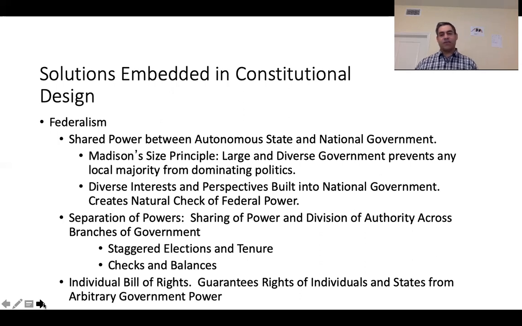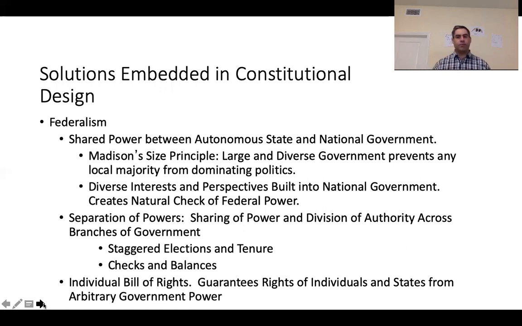But Madison has a very interesting argument about how this diffuse, large national government will actually be a solution to the threat of tyranny rather than the cause of tyranny. And this is what I refer to as Madison's size principle. In essence, through the principle of federalism, Madison is going to argue that a large and diverse government is going to prevent any majority from dominating national politics.